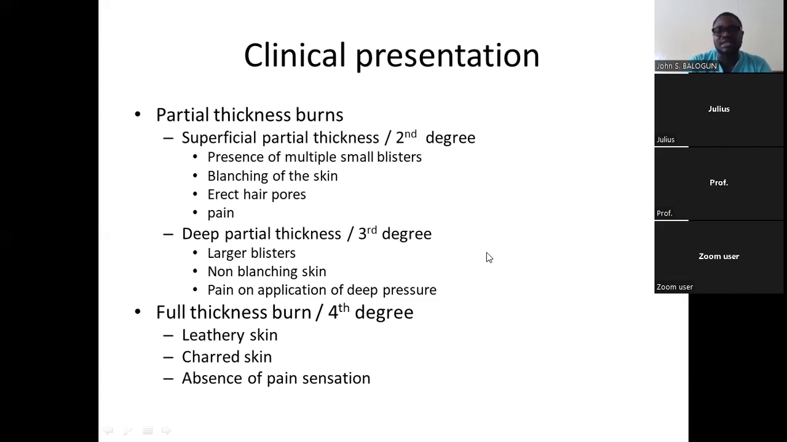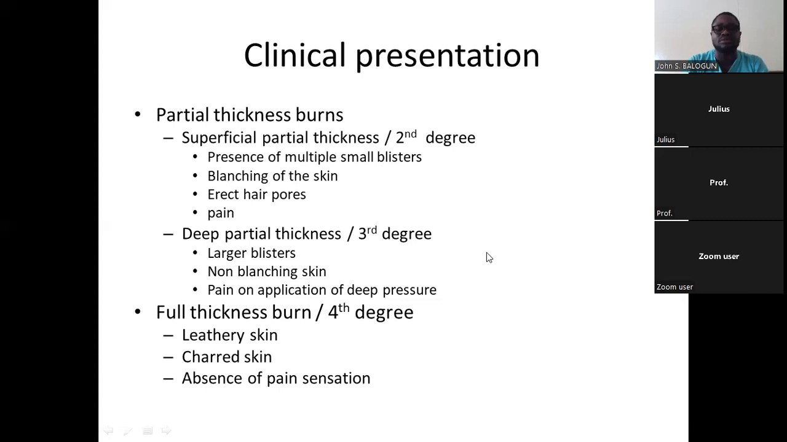What it means that it blanches is that as soon as you apply pressure, it becomes pale. As soon as you remove your hand, it becomes reddish, or it returns to its original color. So again, classical of superficial partial thickness burn is there are multiple small blisters. The skin blanches, the hair pores are erect, and there is pain. However, the pain is not as severe as in superficial burns.